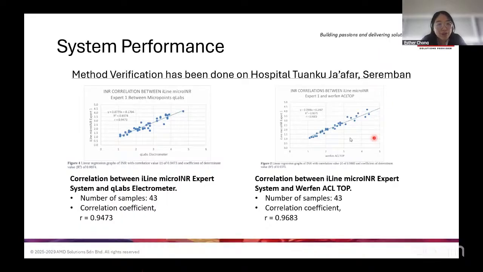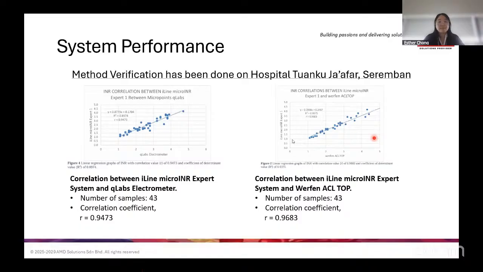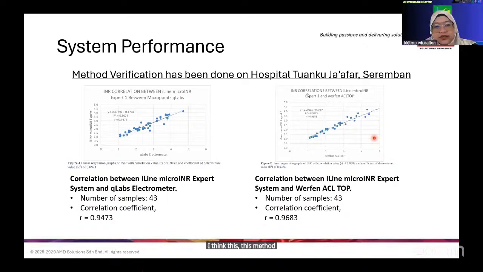So did I answer your question? Sorry, but it's not published. Okay, it's okay. More users will trust it more if there is any paper on this, but it's okay. System performance. I think this method verification has been done and serves as a reference for other users.